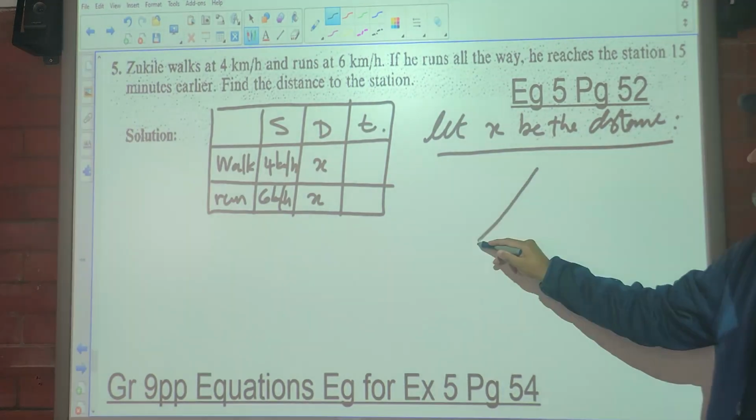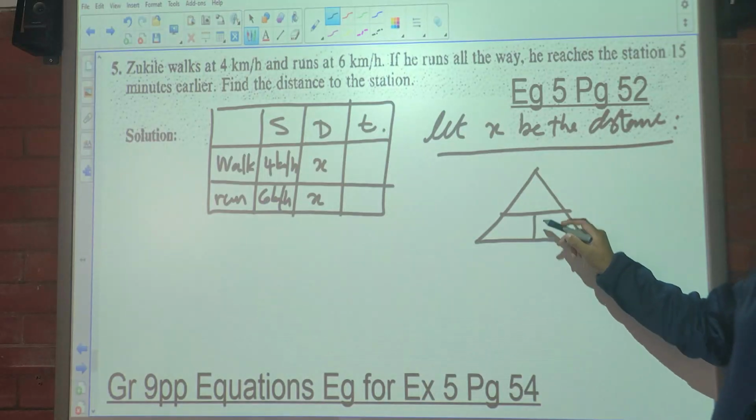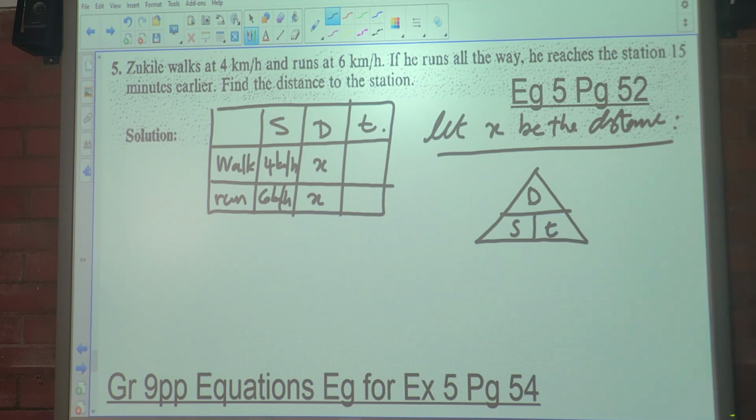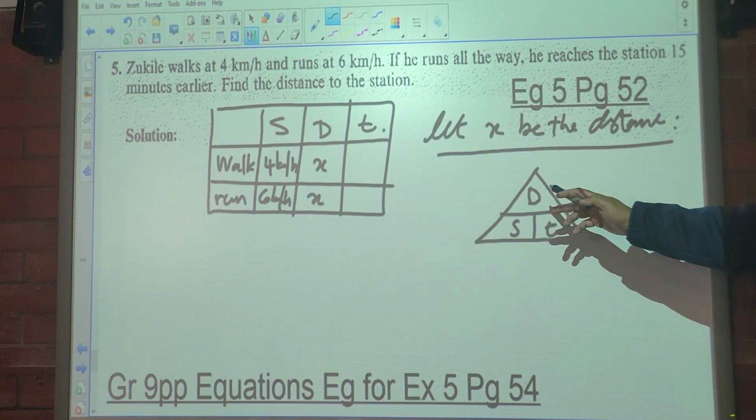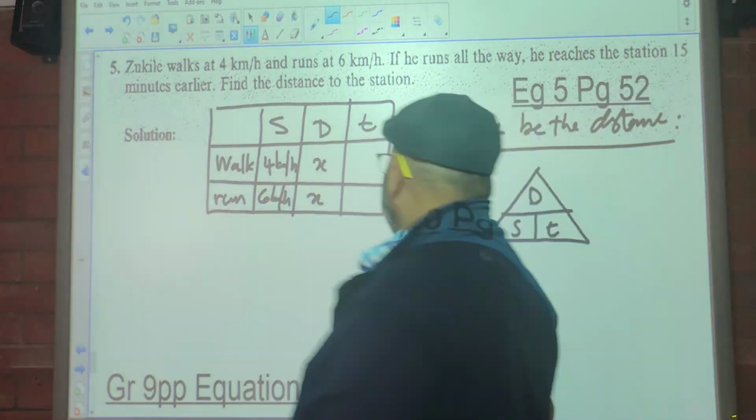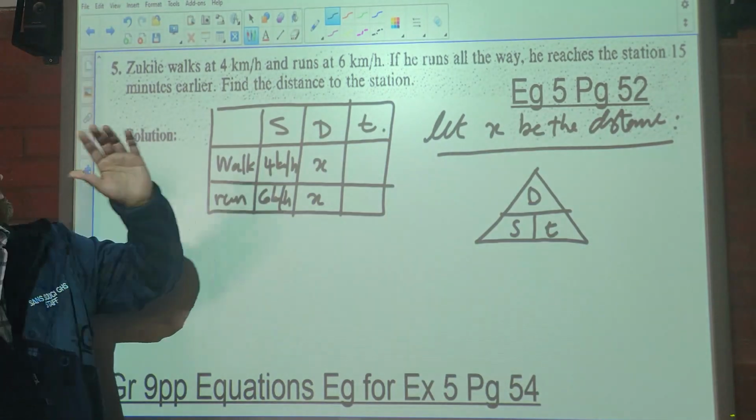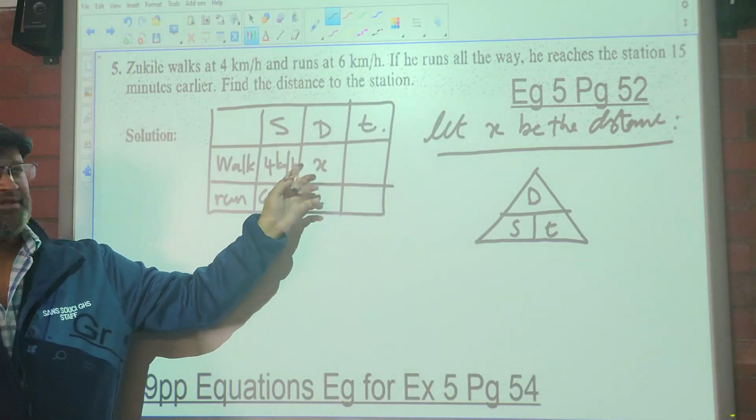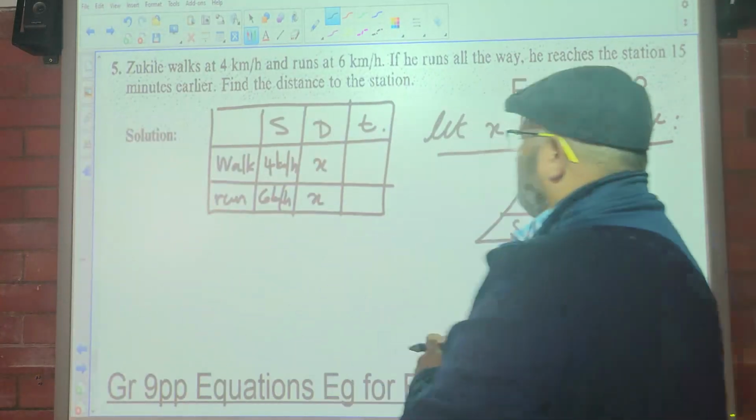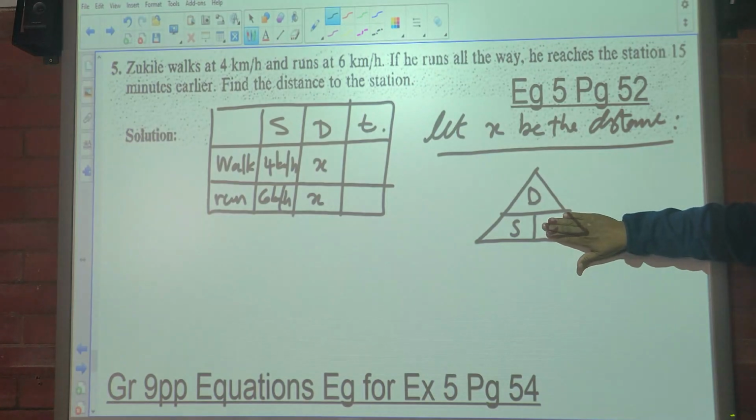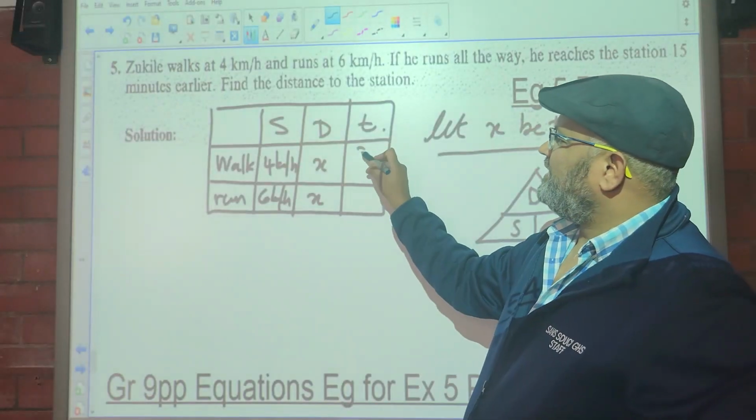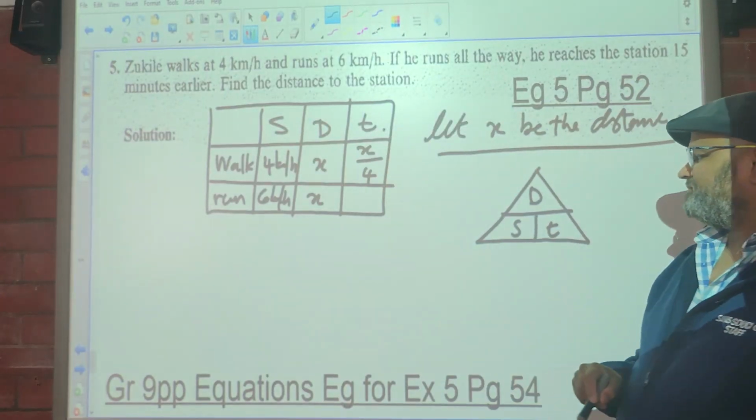Alright, then we draw this triangle here. What goes on top? D. And here? S and T. We won't say how we remember that, no? Why must D be on top? Alright. Not the O, it's a D. But anyway, so now we want to work out the time in terms of x and 4. So what is the time that it takes if he walks? So I close T. So it's going to be D over S. So what's your distance here? X over 4. You all agree with that?